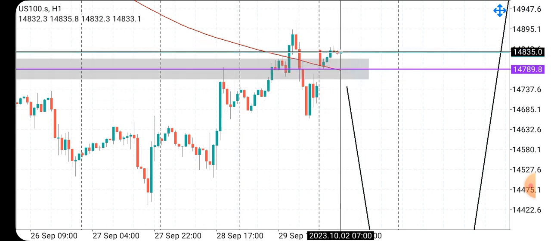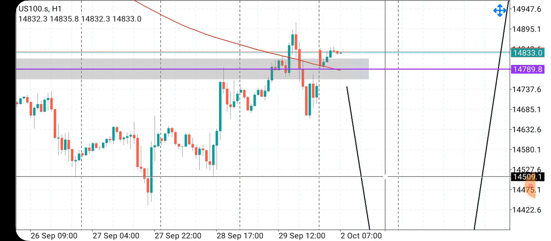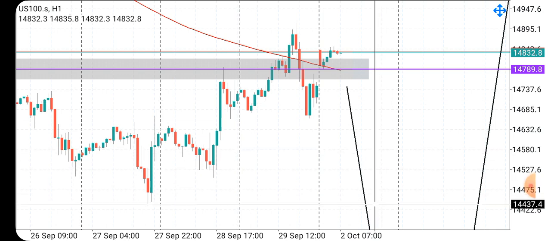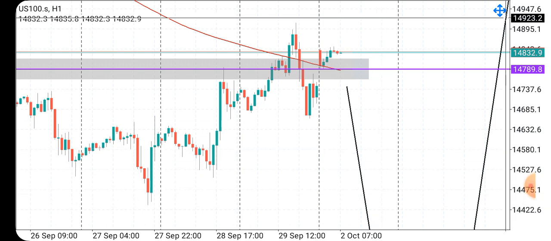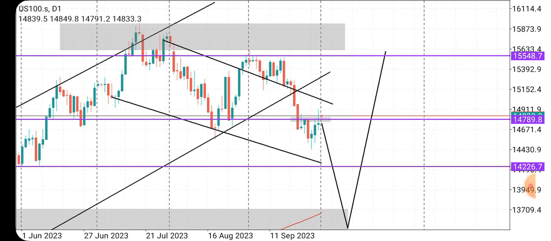So if you're out to take your order, just put your stop loss just above the previous high, and then take your order. First take profit could be at the $14,437 region. And let's see the long term on the daily. The long term trade take profit could be at 14,226.